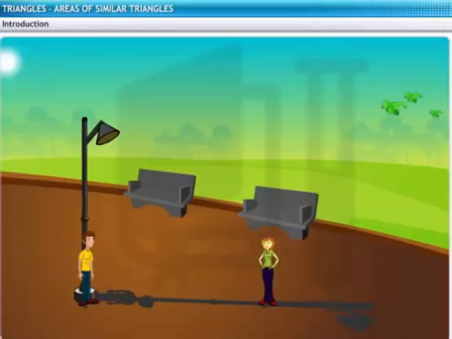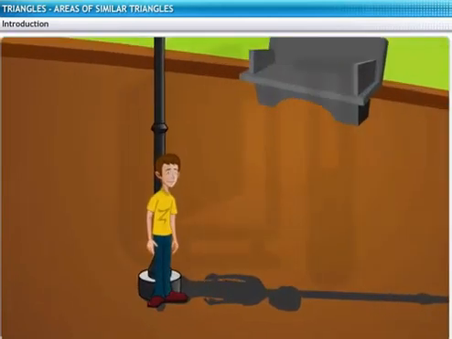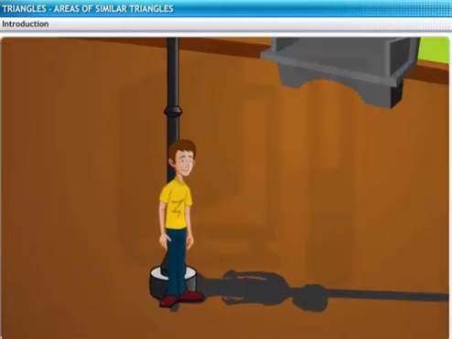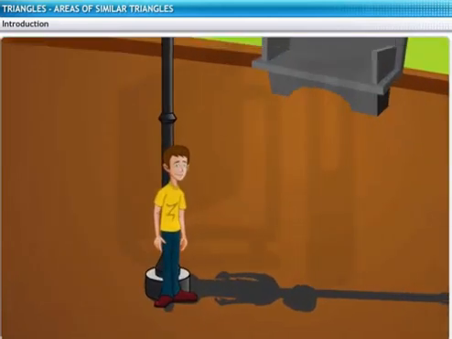In this lesson, we'll discuss three important theorems that are based on the areas of similar triangles. But first, let's review the basics of similar triangles. Consider this scenario. It is mid-morning and Stan and Anita are waiting for their friends in the park. They're both standing beside a lamppost. Stan is getting bored, so he begins quizzing Anita.